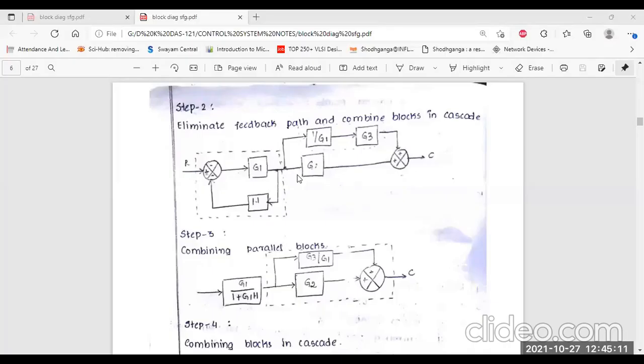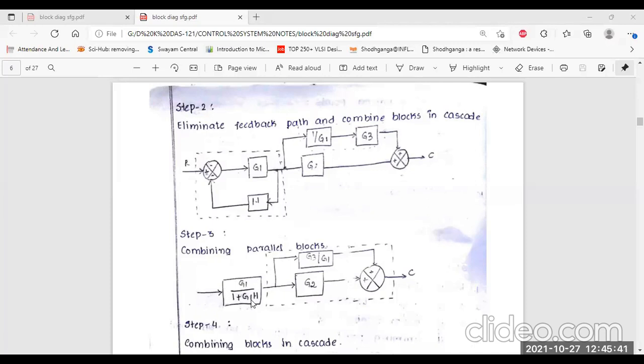Okay, so this is step 2: eliminate the feedback path and combine the blocks in cascade system. Next, step 3, combining parallel blocks. These are the parallel blocks, G1, G3, and another one, G2. So we can easily write this equation, and this is one feedback loop. We have to calculate it from here, that is G1 by 1 plus G1H.